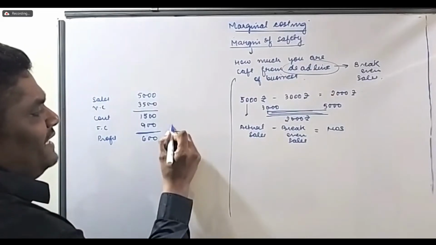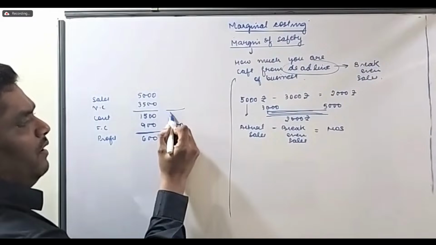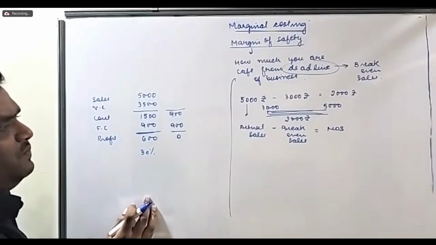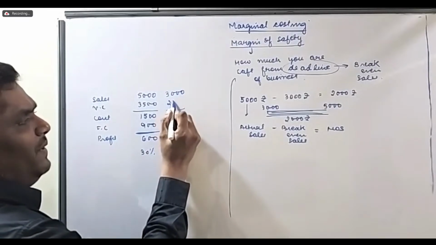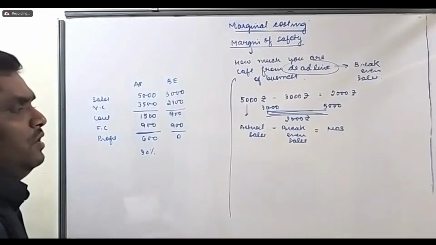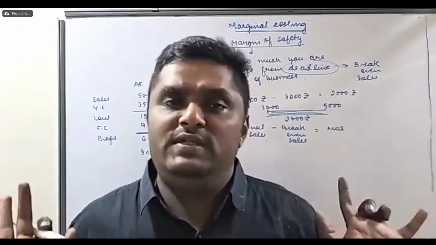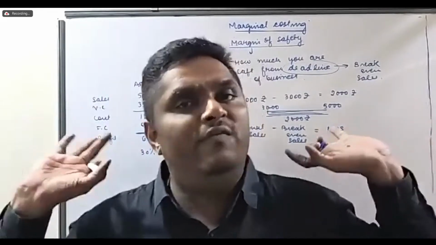My break-even sales will be how much? My fixed cost is 900. My desired contribution will be 900, assuming 30% as PV ratio. So 3,000 is my break-even sales. This is my actual sales. This is my break-even sales. So at break-even sales, we have already recovered our fixed cost.